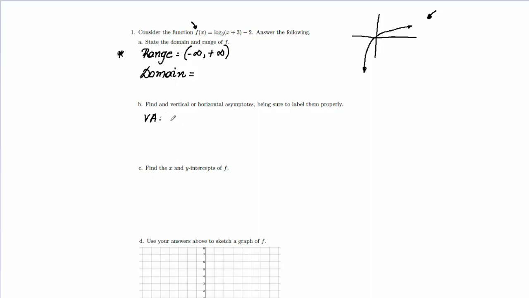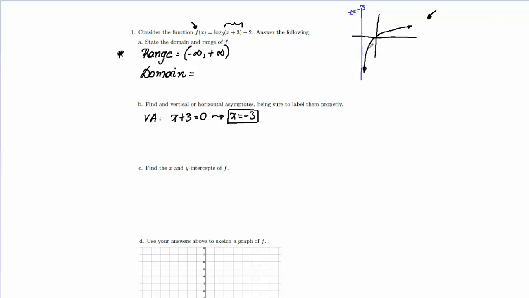How do we find the vertical asymptote of a logarithmic function? What we need to do is to consider the argument of the logarithm, which in this case is x plus 3, whatever is inside the parentheses, set it equal to 0, and find the solution for this equation. x equals negative 3. This is going to be the vertical asymptote for this logarithm. So the vertical asymptote that we expect for this logarithmic function is x equals negative 3.